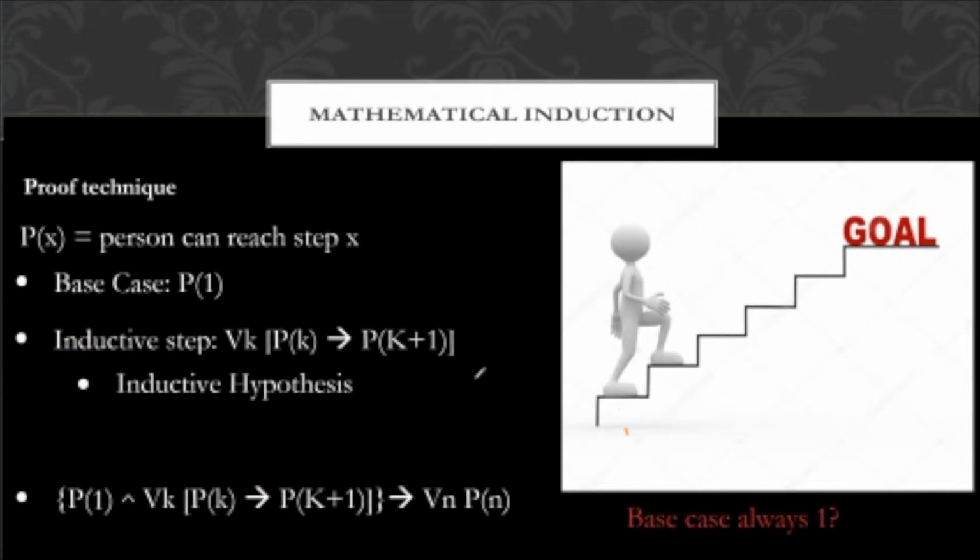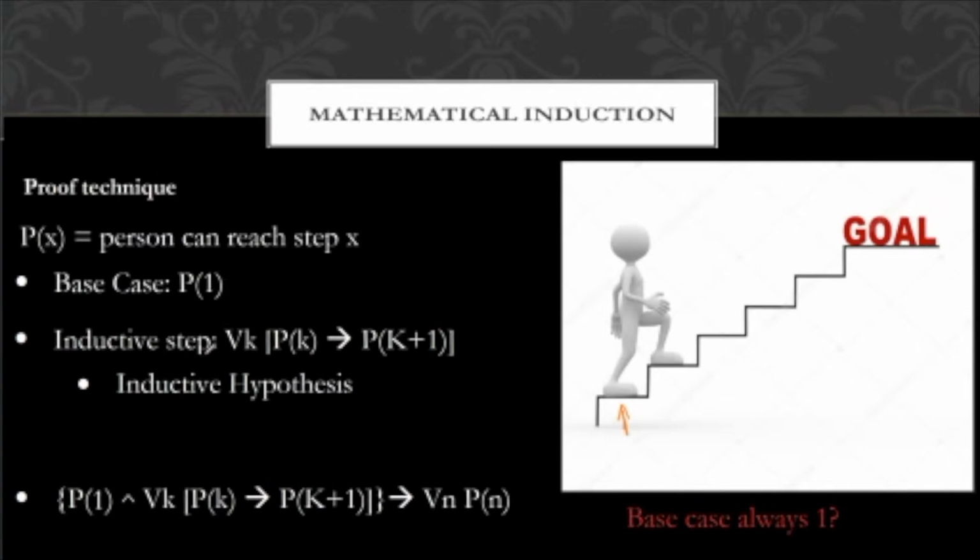Okay, so a good way of illustrating this proof technique would be the example of a person climbing up the stairs. So if we wanted to show by induction that this person can climb up the stairs, first we need to look at a base case. And what we need to show is that the base case holds. In this case, a base case would be showing that this person can reach the first step, which means that P(1) holds. And in this case, P(1) is the proposition: person can reach step 1.